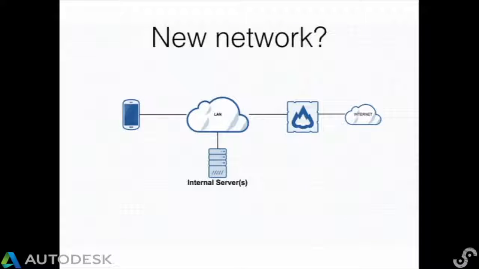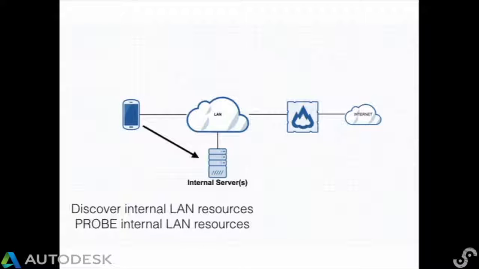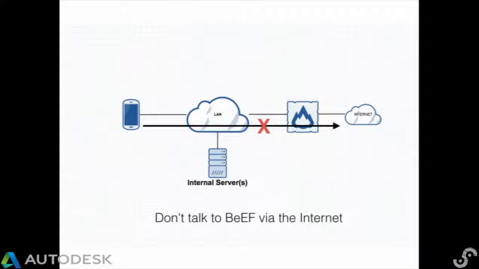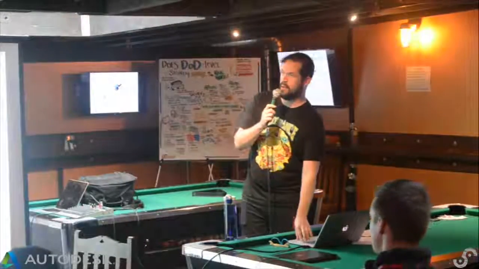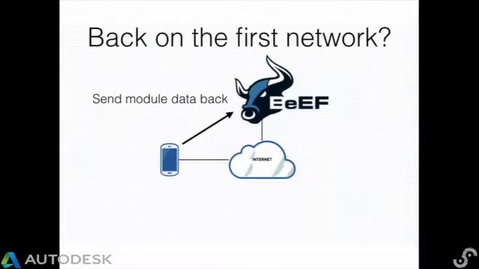Now, if at some point later on the phone ends up on a different network, it'll try to discover internal LAN resources and probe for those and see if it can send requests to those. And at no point will it talk back out over the internet. So it's not going to be talking to the Beef server, your IR guys aren't going to see that someone's talking to a Beef server, so they're not going to detect that anything's going on. And 9 times out of 10, the Beef payload itself will never be detected by antivirus anyway, so good luck. Anyway, if we return back to the home network, we basically dump our data back to Beef.